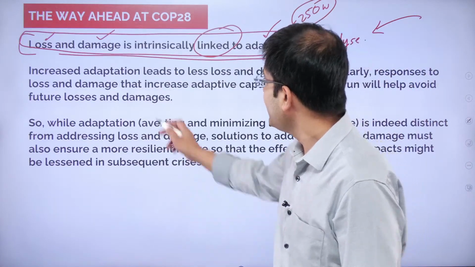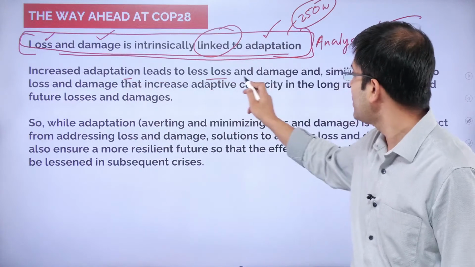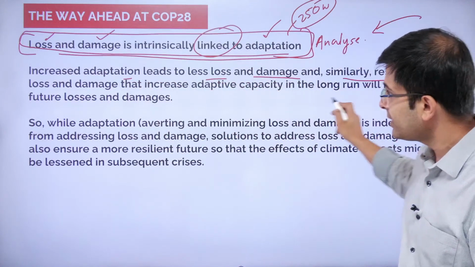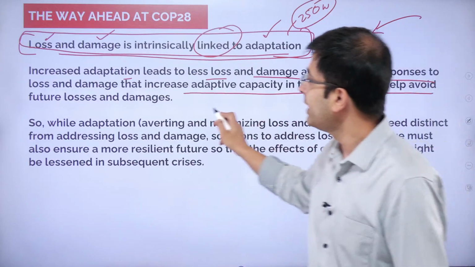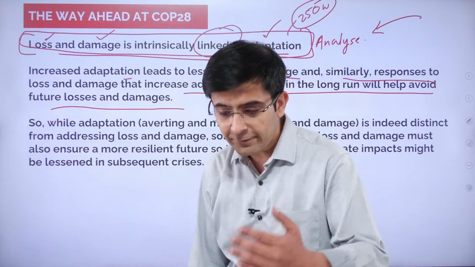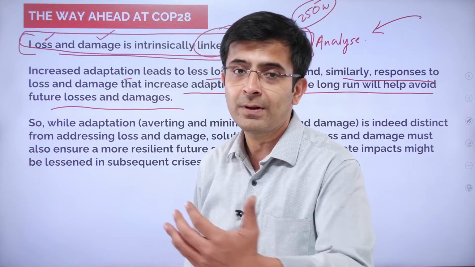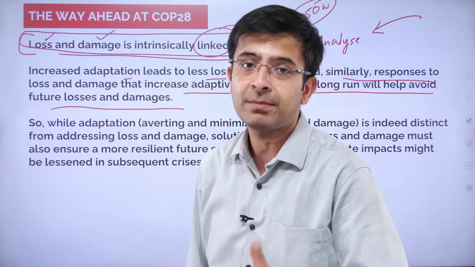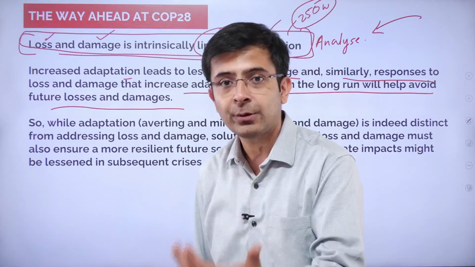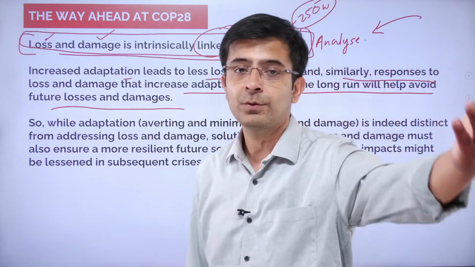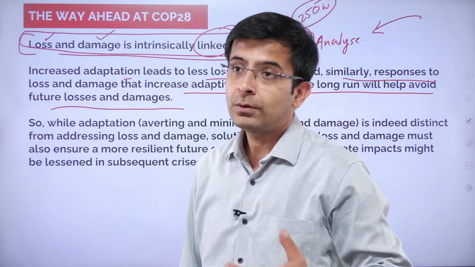Okay. So, increased adaptation leads to less loss and damage, and similarly, responses to loss and damage that increase adaptive capacity will help avoid future loss and damage. You have to make sure that you make people have the capacity, build some capacity for them to deal with the effects of climate change that are happening today and that will happen tomorrow and in the future. Okay. So, you need to do that.